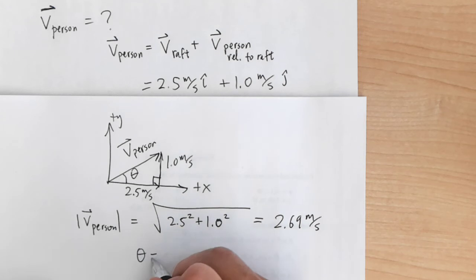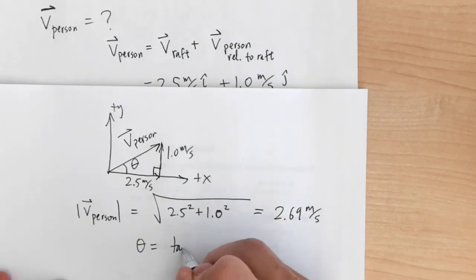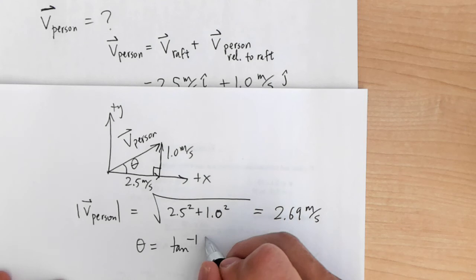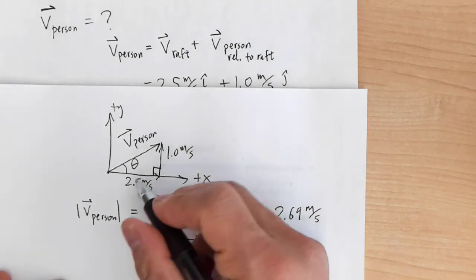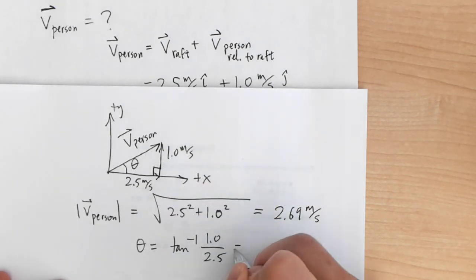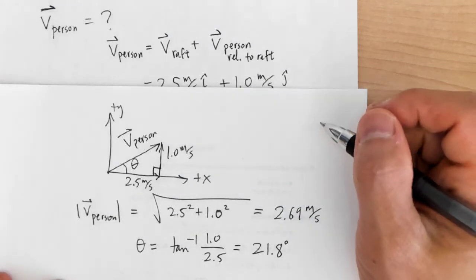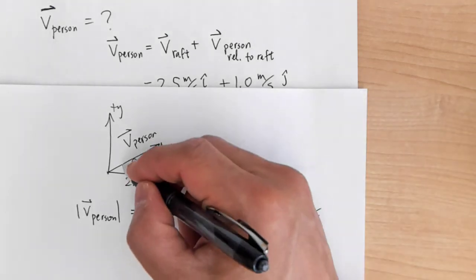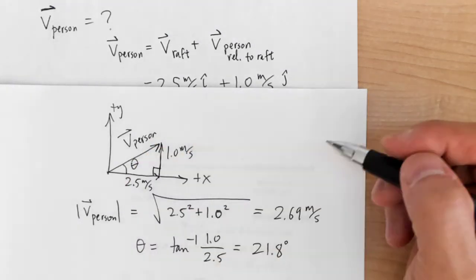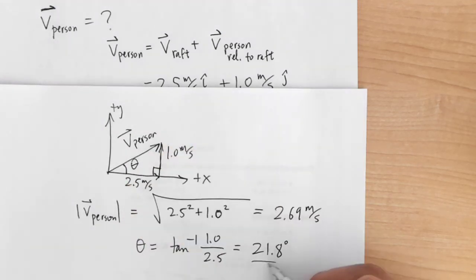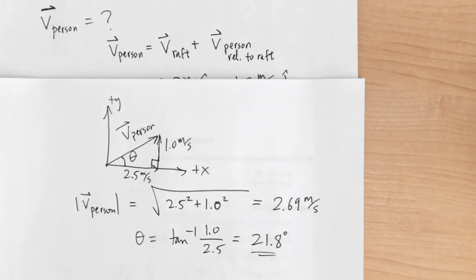If I want to know the angle, it will be the inverse tangent of A_y over A_x, and this comes out to 21.8 degrees. And this inverse tangent from my calculator is actually correct. It's in the first quadrant, so this is the right angle that I want.